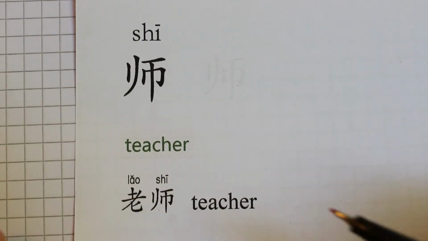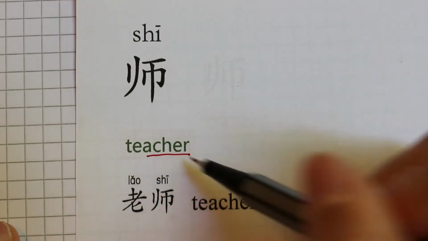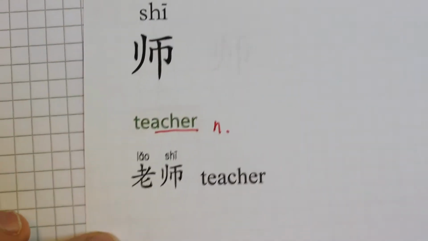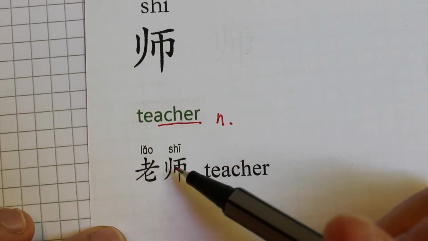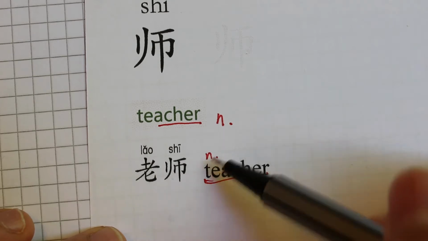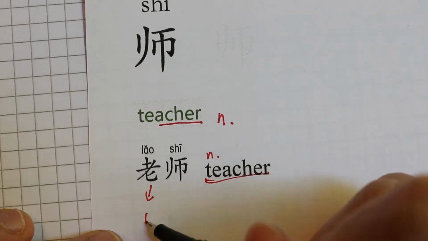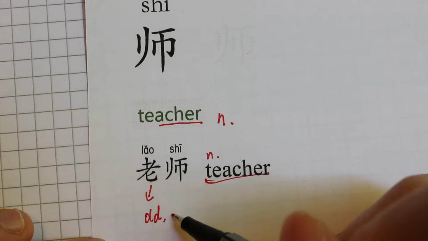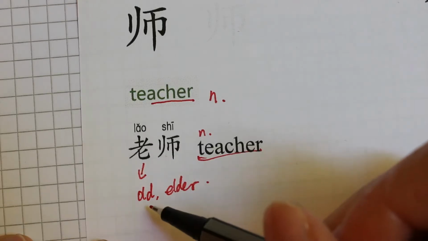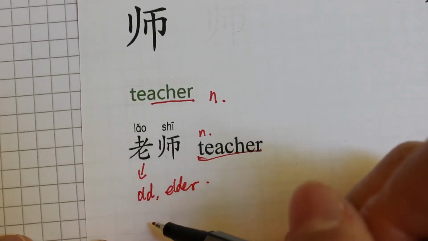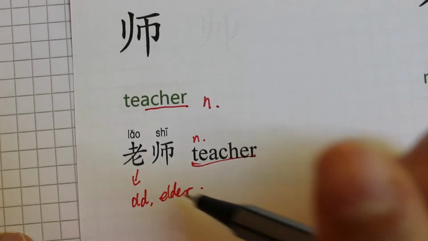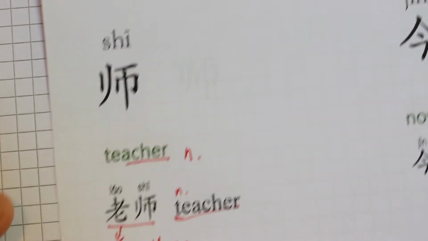Okay, the first character for you today is 师. 师 is used as a noun, and means the teacher. And here's a word, 老师. 老师 is actually the teacher. 老 in Chinese means the old, the elder, but it can express your respect to the teacher. So 老师, teacher.